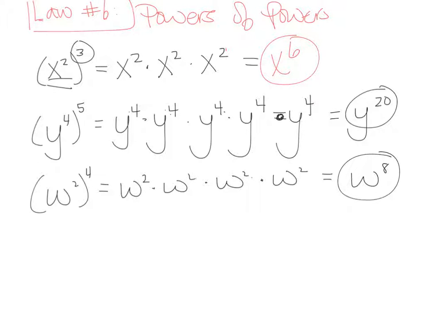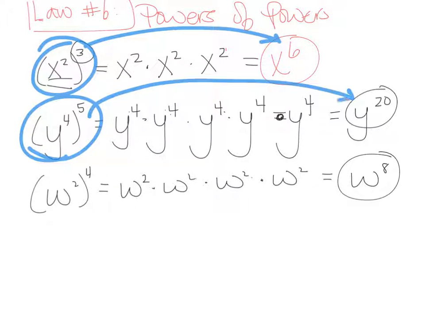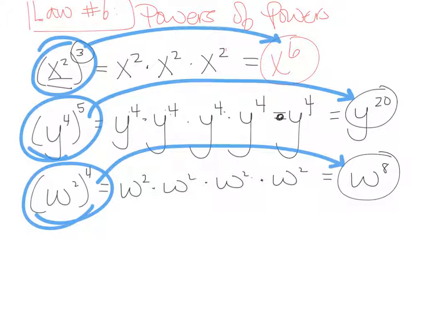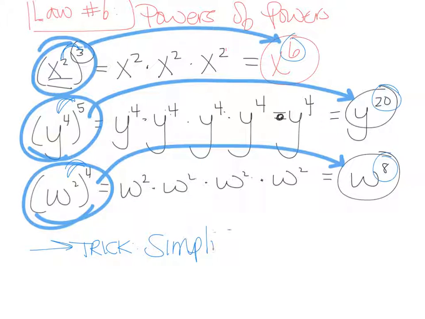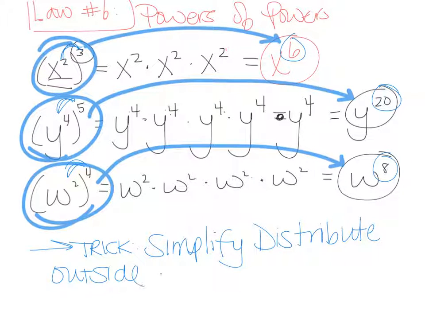So alright, my friends, I need a cheat. How do I get from here to there? And from here to there? And from here to there? Well, all I do is multiply. I distribute this 3 inside. 3 times 2 is 6. 4 times 5 is 20. 4 times 2 is 8. So my trick: simply distribute the outside exponent inside.